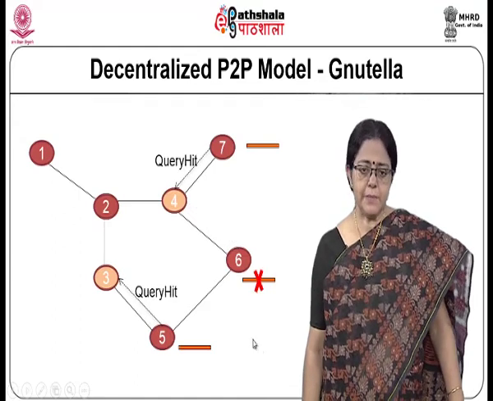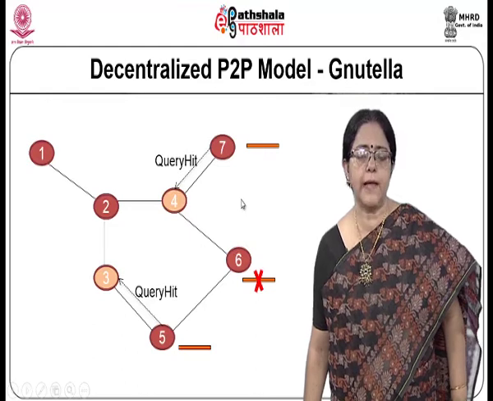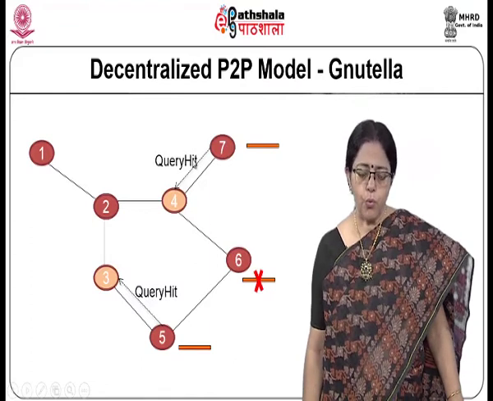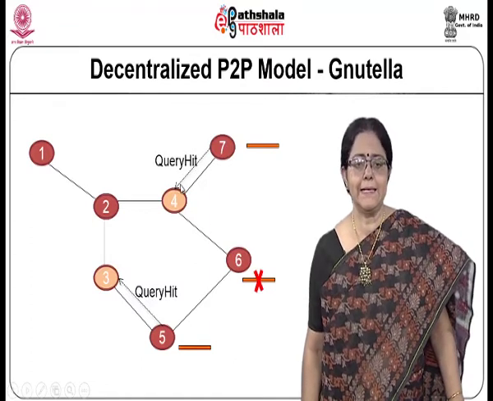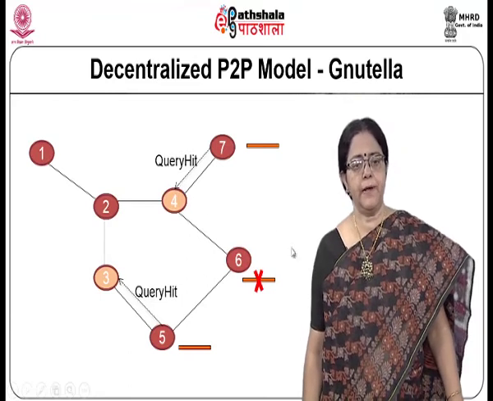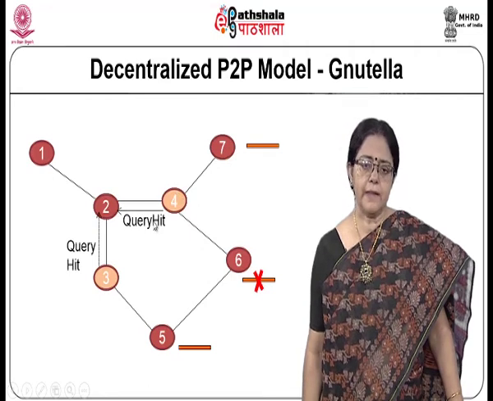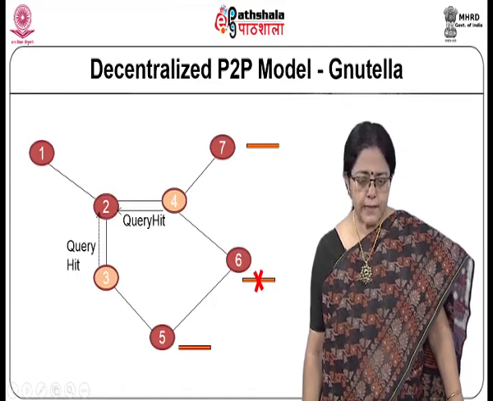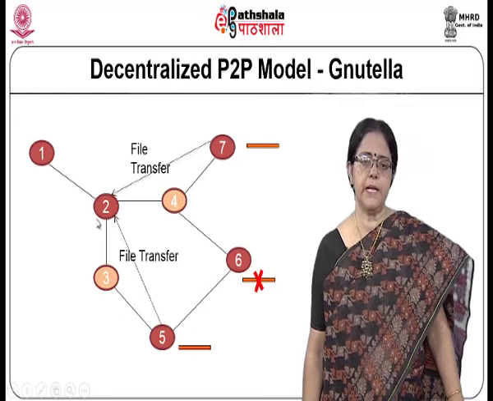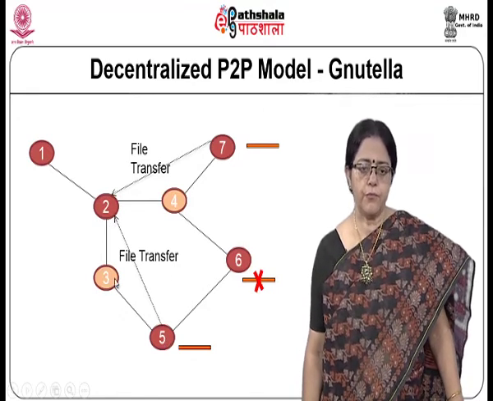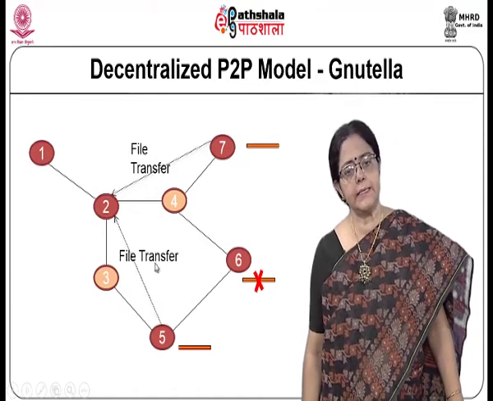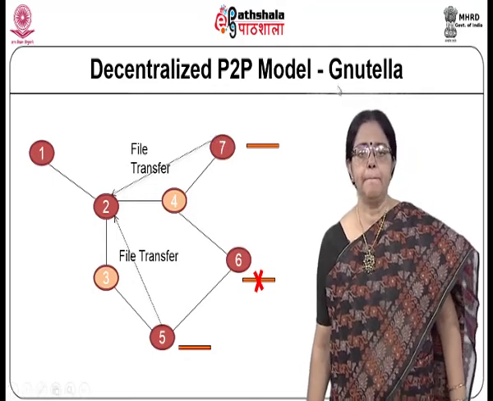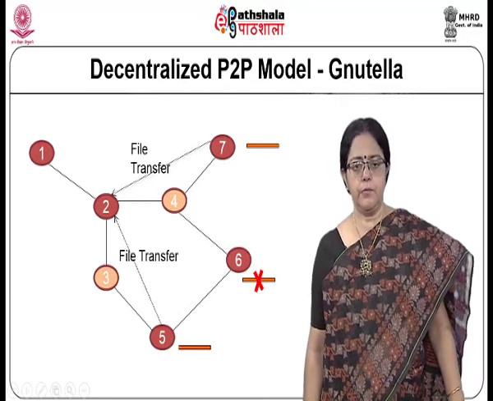Now, let us imagine that 6 does not have the file 1 that is being looked for, but both 7 and 5 contain the data. So, what they do is they send back a query hit that yes, I do have the required file, and then in turn 4 and 3 will send a query hit message to node 2. Node 2 has obtained the addresses of 7 and 5 from 4 and 3 using the query hit, it will contact these two nodes and obtain the file. So, this is the decentralized way of working.